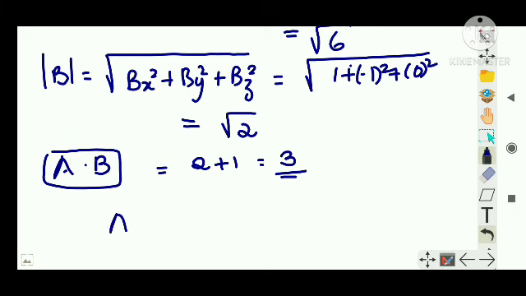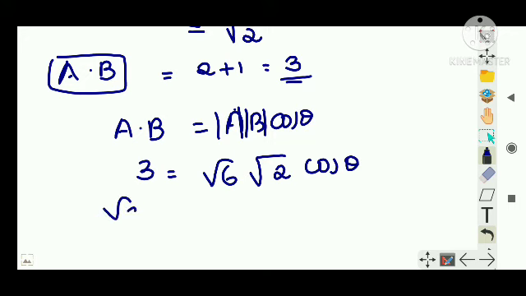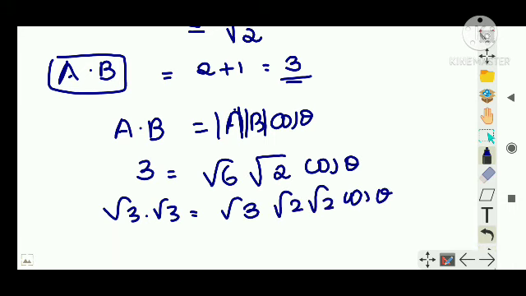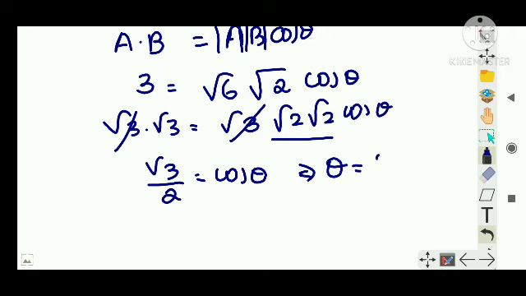Clear? Now, again I am going to write the formula. A dot B is equal to AB cos theta. Now substitute the values, guys. What is A dot B? 3. What is magnitude of A? It is root 6. What is magnitude of B? Root 2 cos theta. Right? So 3 can be written as root 3 into root 3. Root 6 can be written as root 3 into root 2 cos theta. Root 3 cancels out, right? So root 3 by 2 is equal to cos theta. So I can know theta is equal to 30 degree.